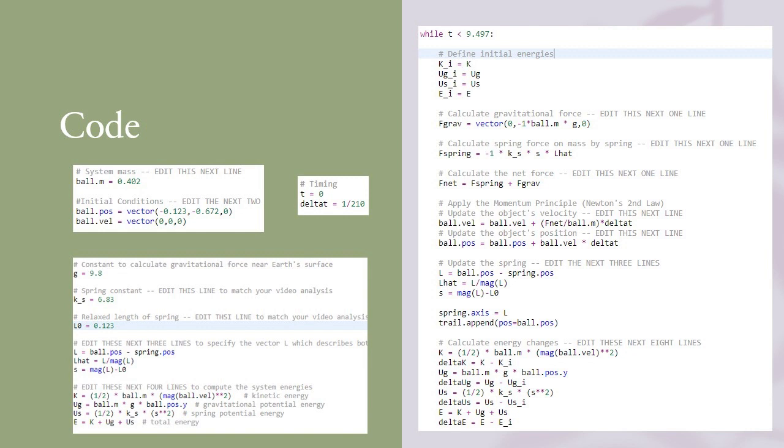On the left, you can see my main looped code, which first calculates the net force on the mass, which it uses to calculate the velocity and the position of the mass, and then uses that to update its energy and calculate the change in energy for every time step. All of this is done with the time step delta t, which is again found in the previous slide.